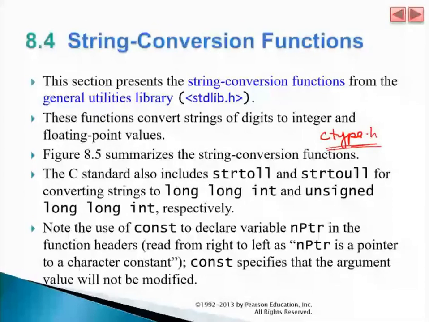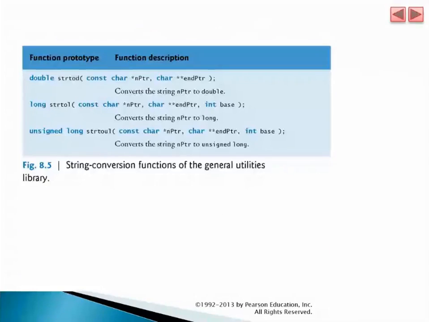The functions that are required to process strings are actually defined in many libraries. One such library is stdlib.h, the standard library. It provides general utility functions that we can use for strings. To summarize, we have string to long conversion, string to unsigned long conversion, and string to double conversion as well. Let's see how these functions work. These are the three functions: strtod, strtol, strtoul.